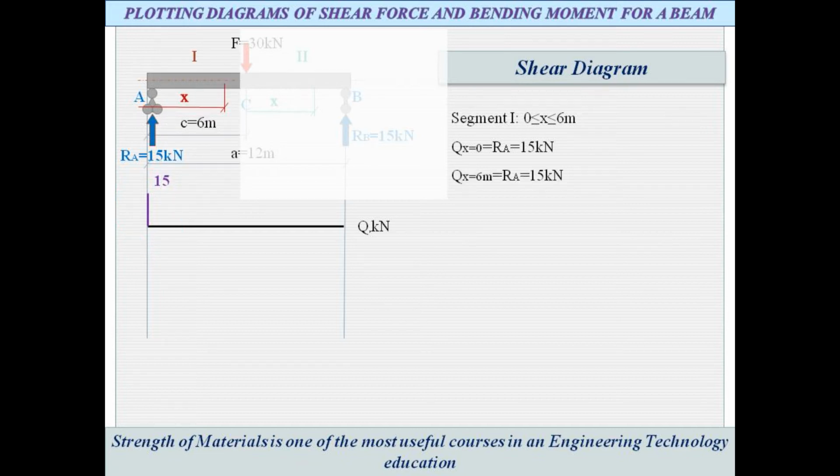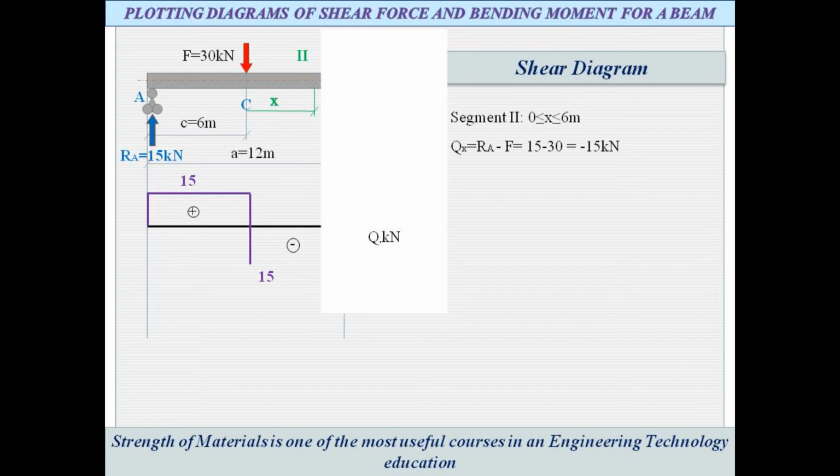Cut the beam as close as we can on the left side of section 1. In this case, as in the previous one, the shear force is equal to the support reaction RA because there are no additional loads on the beam until you get to the midspan. The shear force value remains at 15 kilonewtons. Draw a horizontal line to the right until you reach the point load F.